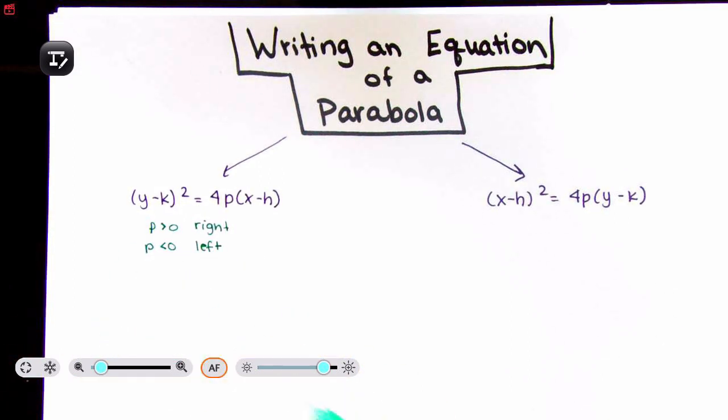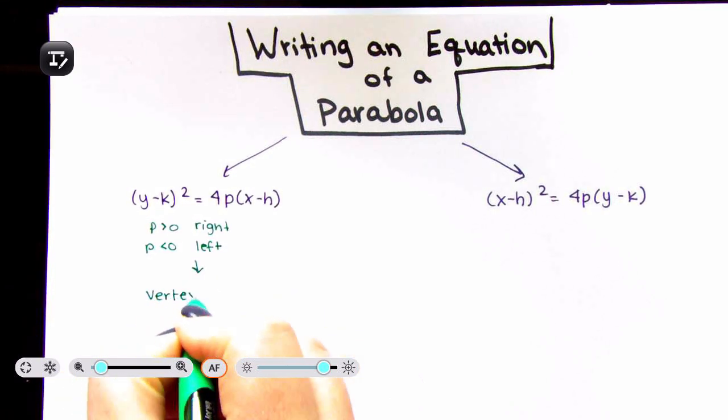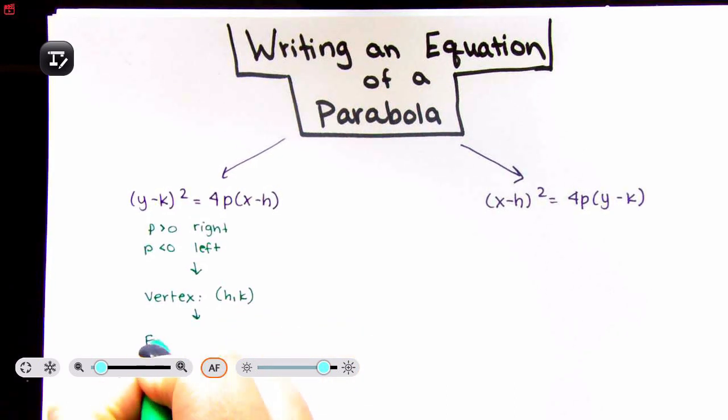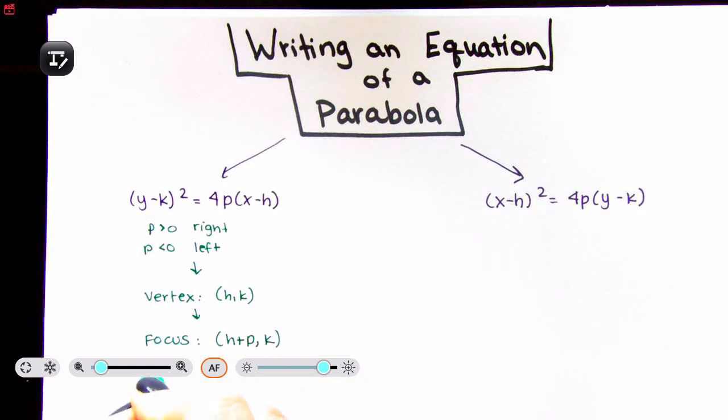Now, again, important information. We want our vertex, which is h comma k. We want our focus, which is h plus p comma k. And then we have our directrix, which is x equal to h minus p.